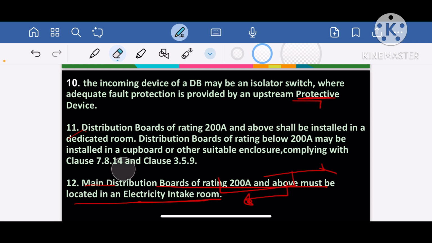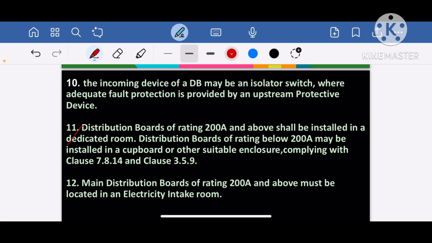Now let us move to the other point. What is it? Distribution board of rating 200 ampere and above shall be installed in a dedicated room. Distribution board of rating below 200 ampere shall be installed in a cupboard or any suitable enclosure. What does it mean? Let me explain you.